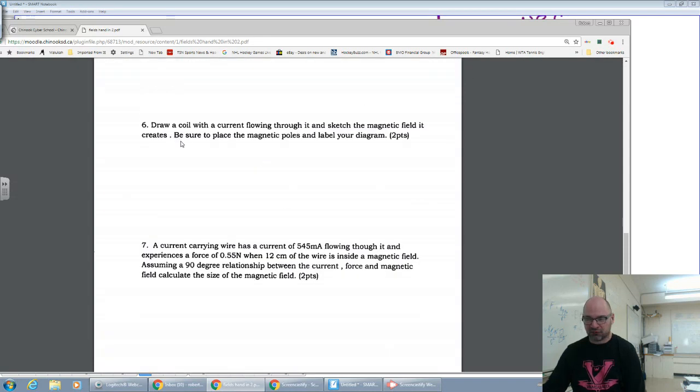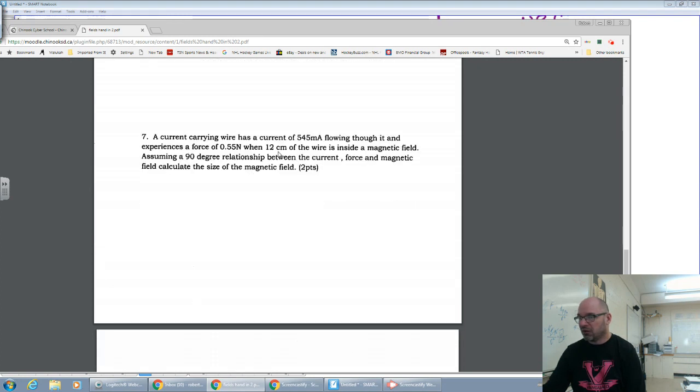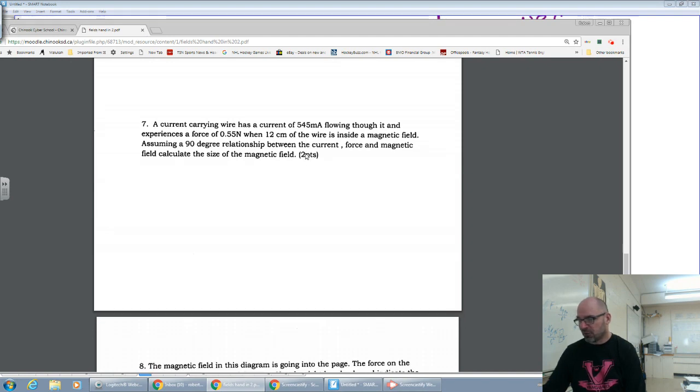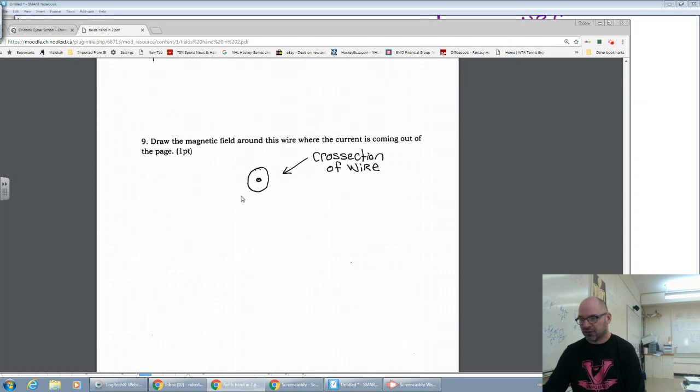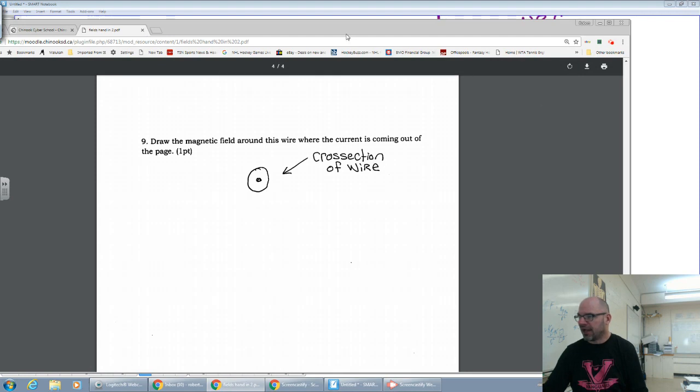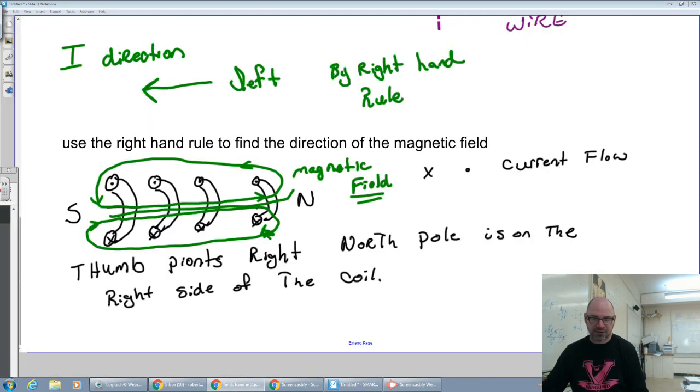And then here is the magnetic field stuff around a coil. Current carrying wire, 90 degrees relationship. That's one of the formulas we just used. Here's another right-hand rule, and here's another right-hand rule. Shouldn't take you too long to do this. And that's the hand-in, and that's unit 3.